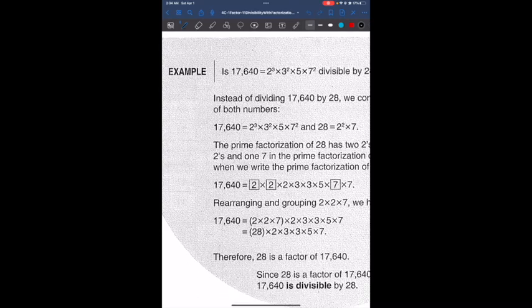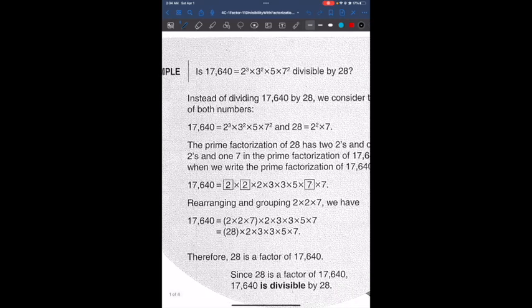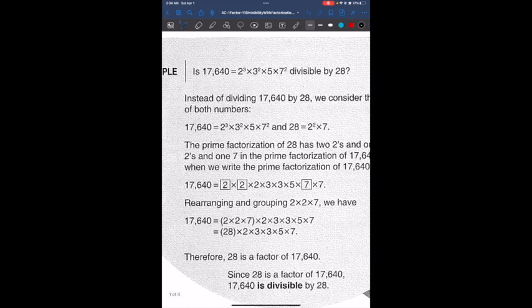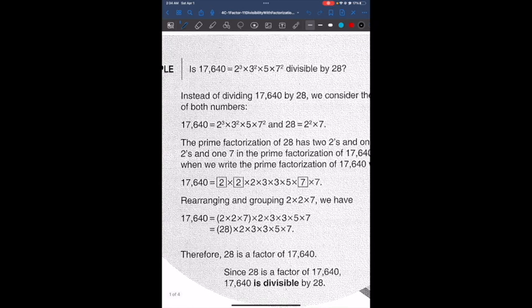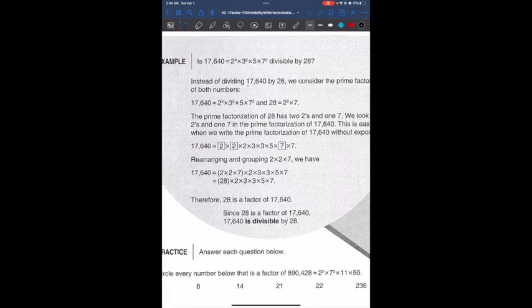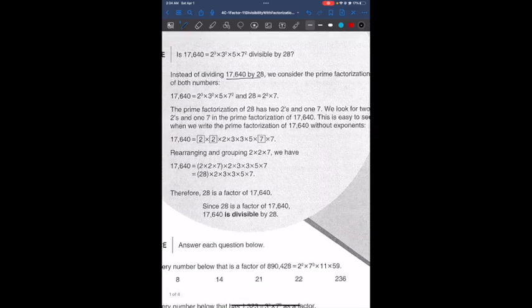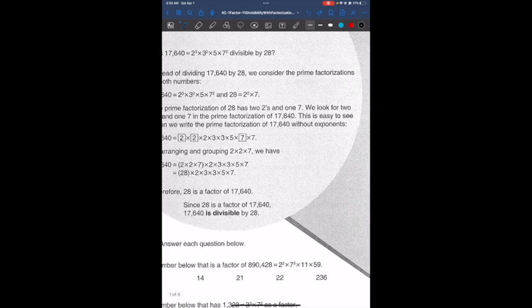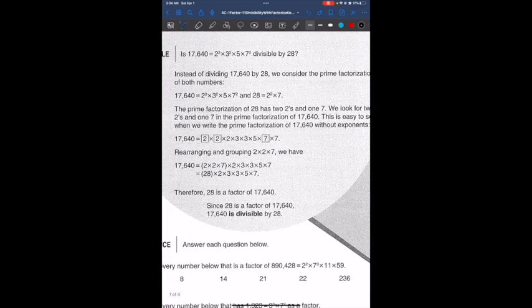So in this example it says, is 17,640, which is equal to 2 to the power of 3 times 3 to the power of 2 times 5 times 7 to the power of 2, divisible by 28? Instead of dividing this by 28, which we could do, we can make mistakes since the number is large. So we can consider the prime factorization of both numbers.